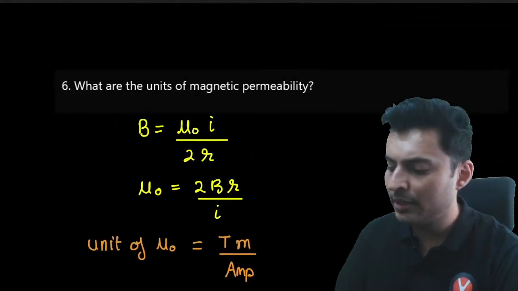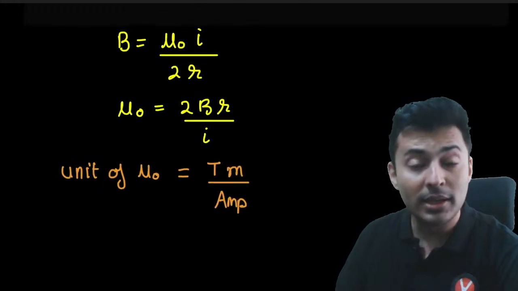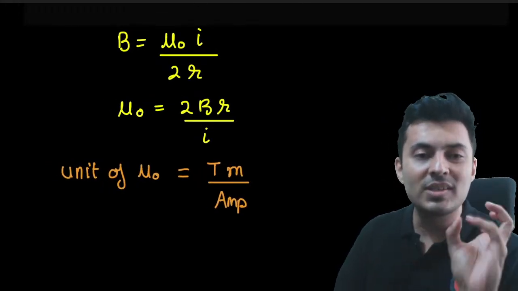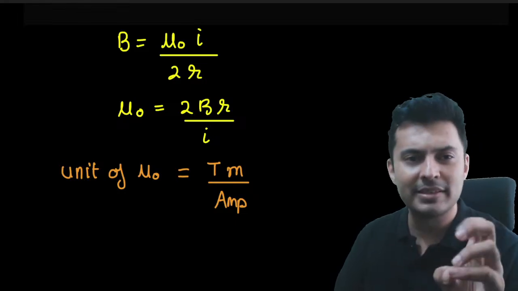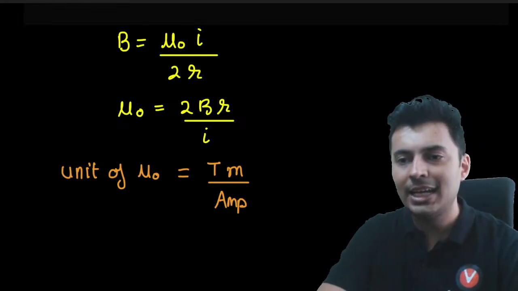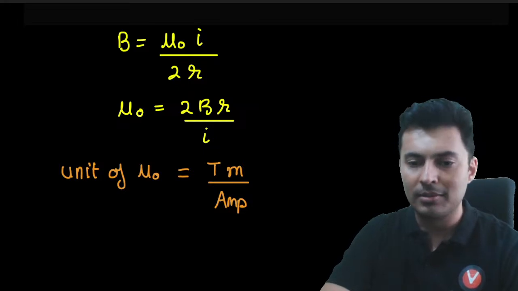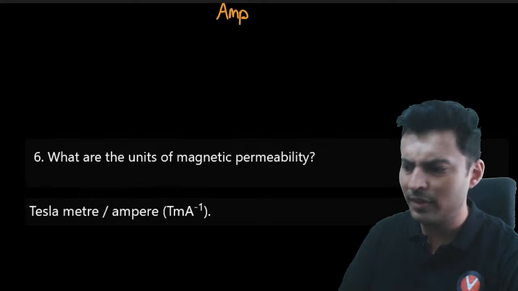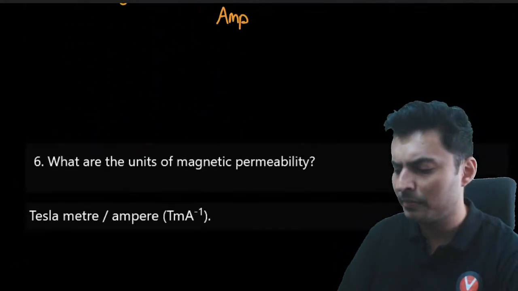Understood? Got it? How to derive it? So if you don't remember, it's okay. You have to remember a formula which associates permeability or that physical quantity. From that, indirectly, you can derive the units. So don't get scared. Sir, I don't remember it. It's okay. Perfectly fine. Nobody is asking you to remember.